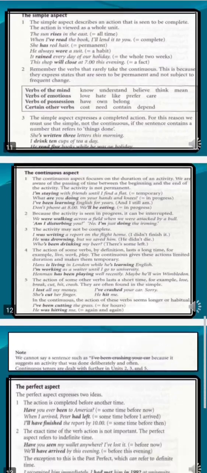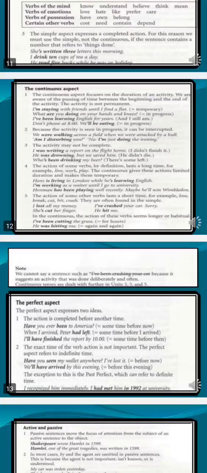The continuous aspect. The continuous aspect focuses on the duration of an activity. We are aware of the passing of time between the beginning and the end of the activity. The activity is not permanent. For example, "I am staying with friends until I find a flat." Temporary. "What are you doing on your hands and knees?"